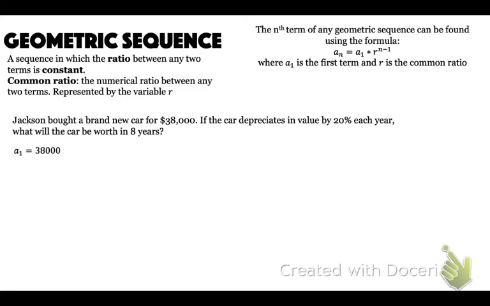His initial value, he bought the car for $38,000. It's depreciating by 20% each year, which means it's worth 80% of its value after 1 year. So our ratio is 0.8, because that would be 80%. And n is 8 because it's 8 years. Now we have everything we need. Let's plug it into the formula.